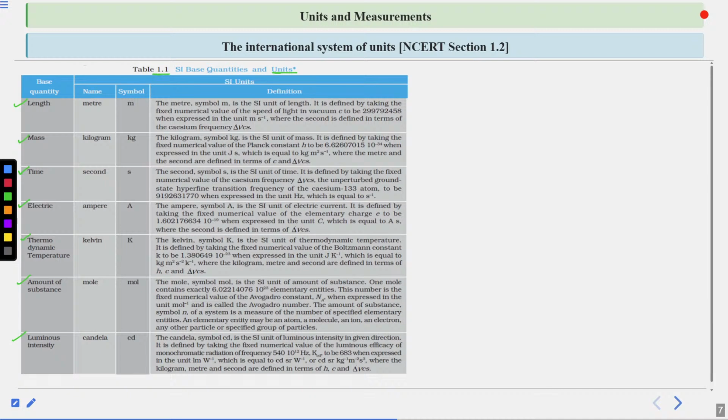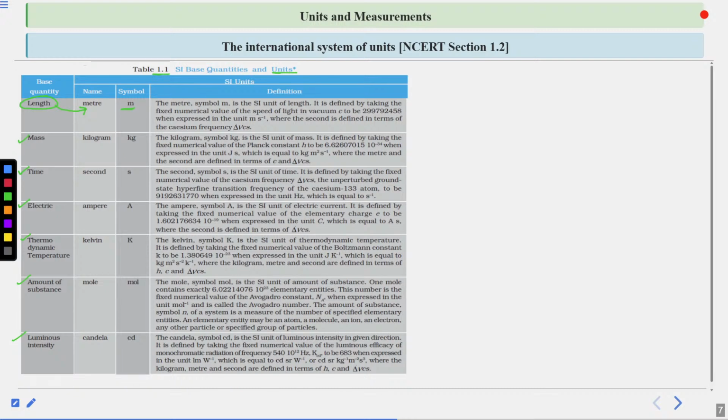Now, what are the names of these base units? First is length. Length is measured in meter, and the symbol is m.